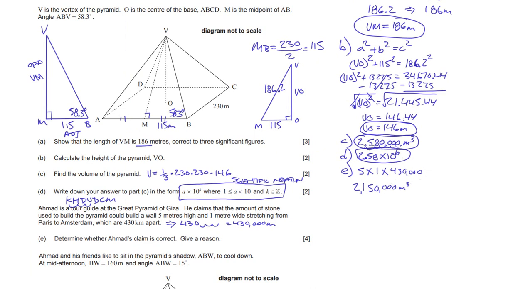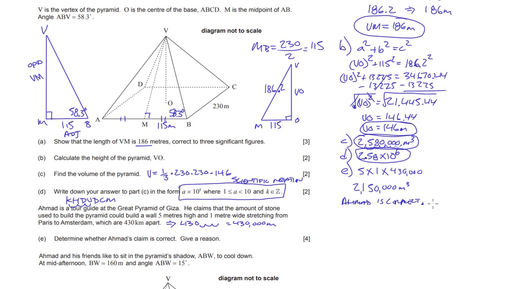If you'll notice here, we have 2,580,000. So the volume of this pyramid is more than enough to make the volume of this wall. Okay. So determine whether Ahmad's claim is correct. So we would go with Ahmad is correct.